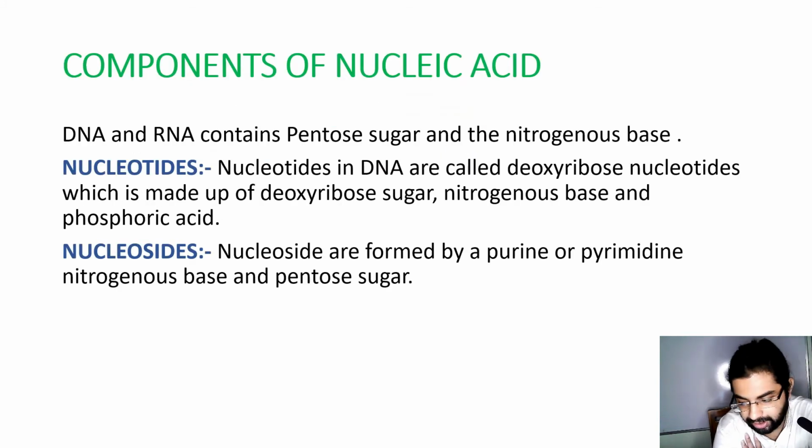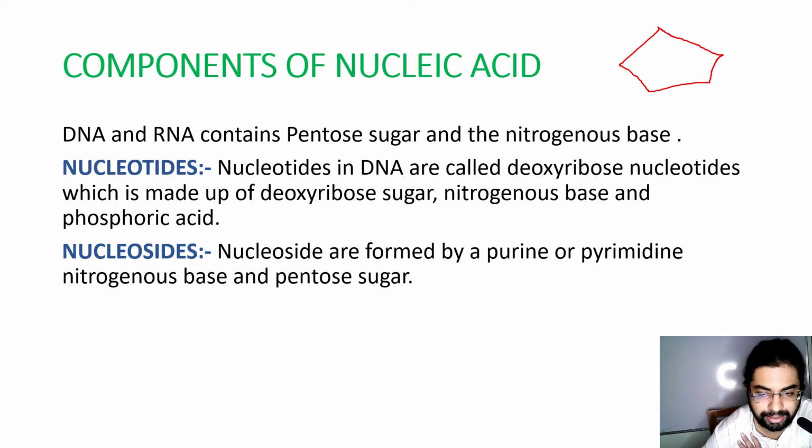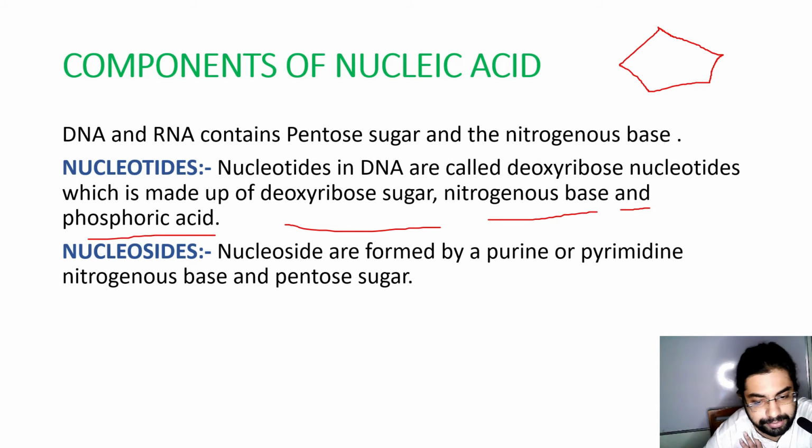Now the components of nucleic acids. DNA and RNA contain pentose sugar, that is, 5 carbon sugar, and a nitrogenous base. This is the sugar moiety, or the molecule. This is the basic diagram of the sugar molecule. So DNA and RNA contain pentose sugar and the nitrogenous base. Nitrogenous bases can be adenine, guanine, cytosine or thymine. Now what are nucleotides? Nucleotides in DNA are called deoxyribonucleotides, which are made up of deoxyribose sugar, nitrogenous base and phosphoric acid. Nitrogenous bases are again of two types, purines or pyrimidines.